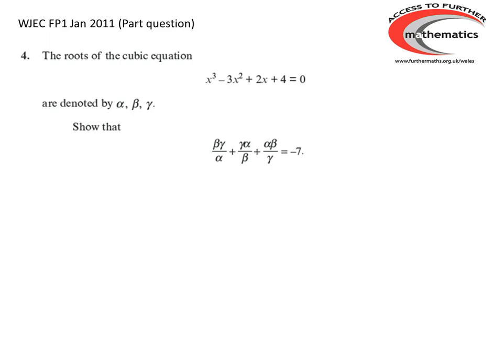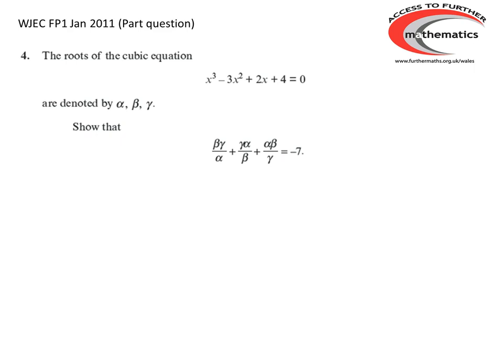Moving on to our next example. We've got the cubic equation x cubed minus 3x squared plus 2x plus 4 equals 0, which has roots alpha, beta and gamma, and we have to prove that beta gamma over alpha plus gamma alpha over beta plus alpha beta over gamma equals minus 7. Now on examples like this, it is a very good idea to start by writing down what we know about the values of alpha, beta and gamma.